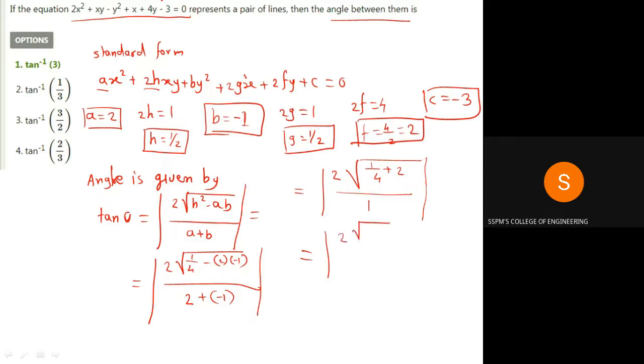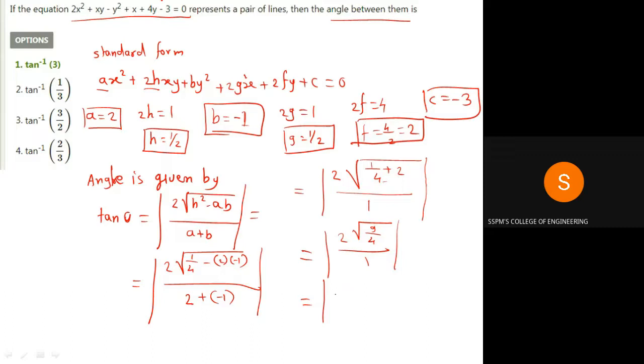2 into root of 1 by 4 plus 2 is 9 divided by 4, isn't it? It is 9 divided by 4. So you multiply this. 4 into 2 is 8. 1 plus 8 is equal to 9. 9 divided by 4 divided by 1. You need not write it.